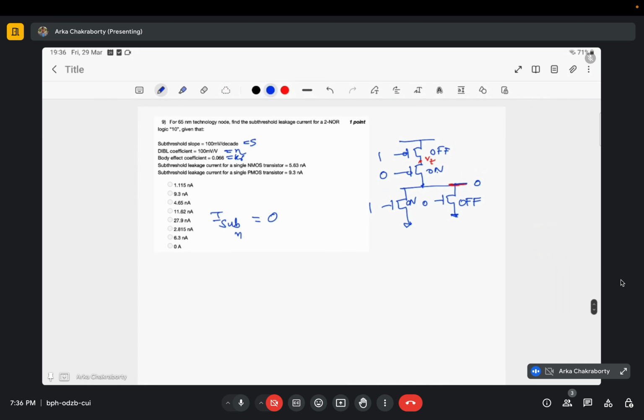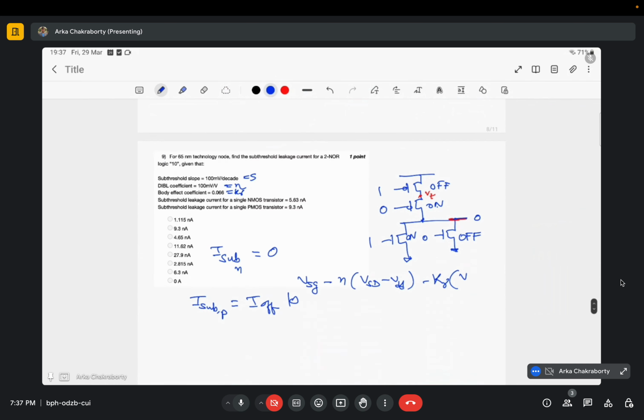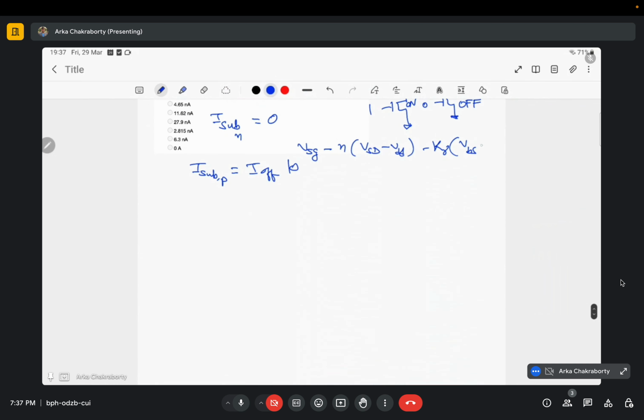Now for the PMOS, I will have a subthreshold current which will be equal to I off times 10 to the power VSG minus eta VSD minus VDD minus K gamma VBS. It was VSB or VBS? It was VBS, right, yes, for PMOS, right? So I off times 10 to the power of this.